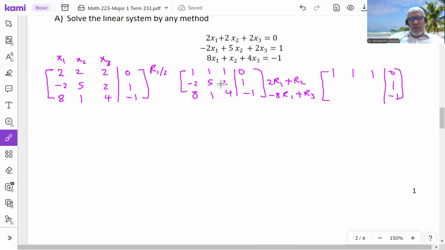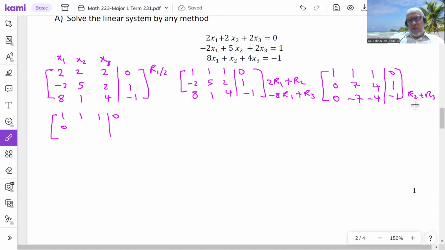Now 2 minus 2, that's 0. 2 plus 5, that's 7. 2 plus 2, that's 4. Negative 8 plus 8, that's 0. Negative 8 plus 1 is negative 7. Negative 8 plus 4 is negative 4. We notice that if we add R2 plus R3, we will get zeros on the last row.